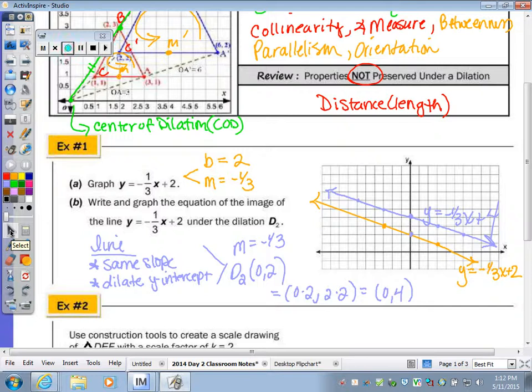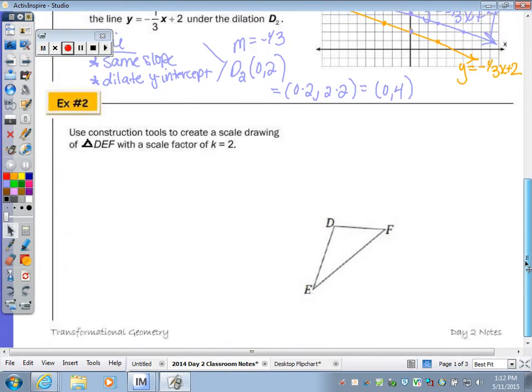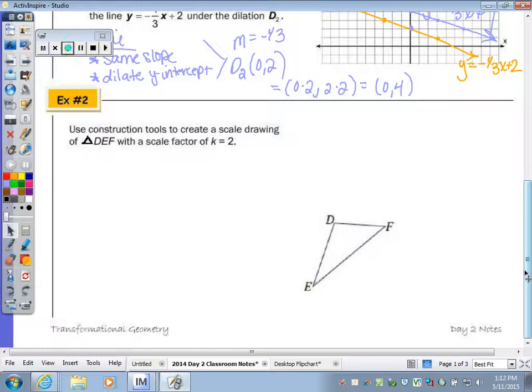So number 2, using our compass and straight edge, we're going to construct a scale drawing of triangle DEF with a scale factor of 2. Now note that this does not say to draw it separate. So off to the side, draw it. So what we're going to do is we're going to use the original figure and just make it twice as large. Okay? So we'll have overlapping figures. If it said to draw, just to talk you through it, if it said to draw the triangle off to the side, not only do you have to construct congruent segments, but you also have to construct what?